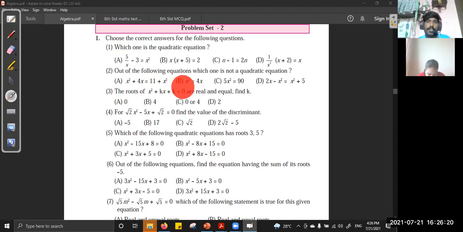Second, out of the following equations, which one is not a quadratic equation? A and D, because they're the same. Correct. So both of them are not. Third, they have written which ones are not quadratic equations. Both are not quadratic, so we can choose two. Good.